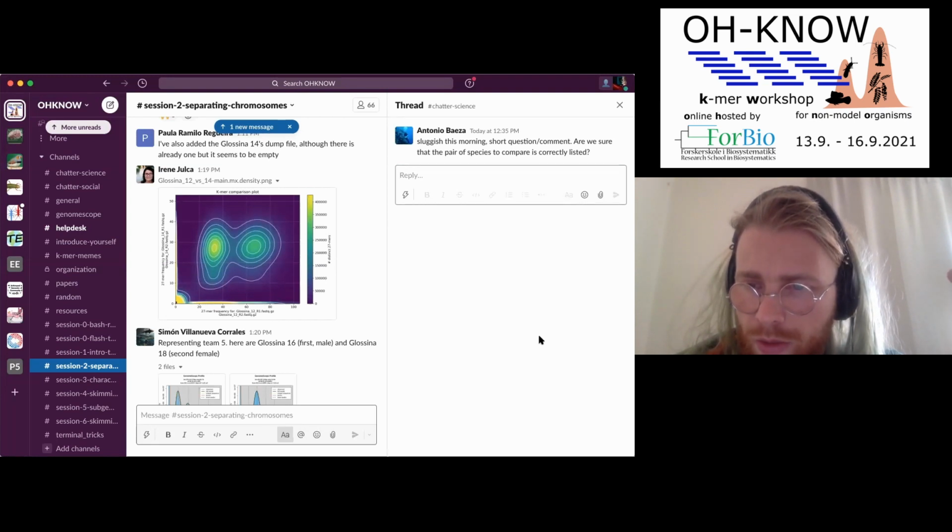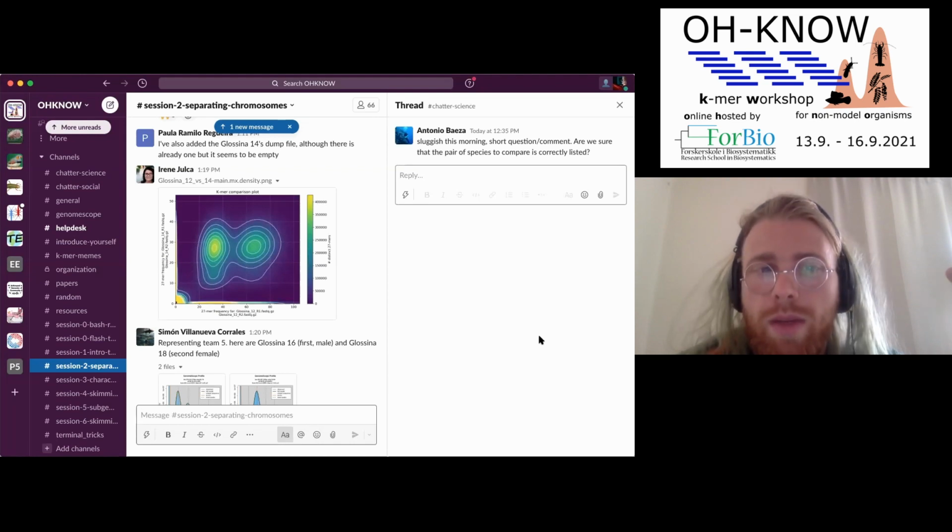Is this analysis only works for high coverage data? Well, what does it mean high coverage? I would argue that 40x is not that high coverage, but it is. It cannot be like skimming data. This is not for genome skimming.